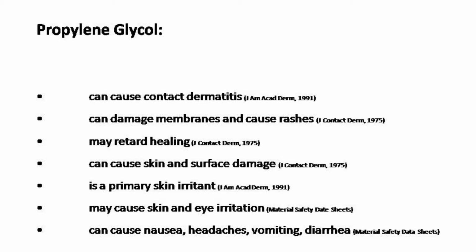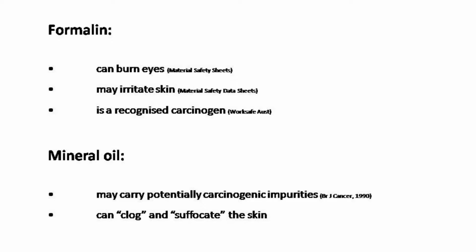Let's look at formalin or formaldehyde. It can hurt or burn the eyes. It can irritate the skin, and it's a recognised carcinogen. Why would you put a recognised carcinogen in your hair care products? Let's look at mineral oil. Mineral oil can have potentially carcinogenic impurities included in it, and it can clog or suffocate the skin. So why would you put mineral oil in your skincare products?